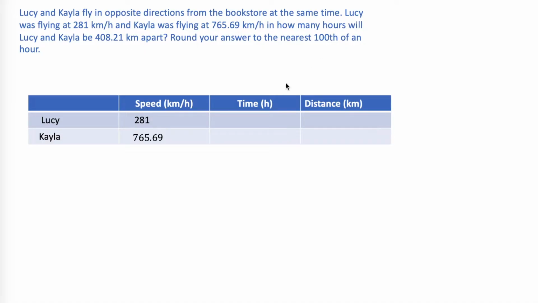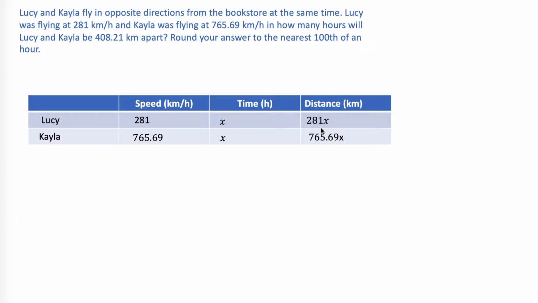So the time is unknown, so I'm just going to call that x in both cases because they're both flying for the same amount of time. The distance, we know that they are going to be 408.21 kilometers apart, but don't put that distance here. This distance, we're going to calculate by doing speed times time. I'm going to do 281 times x, and down here I'm going to do 765.69 times x.